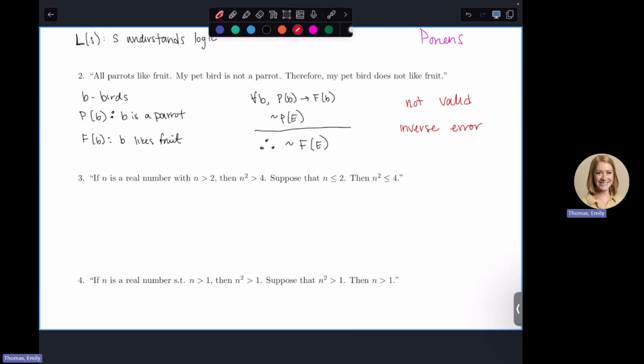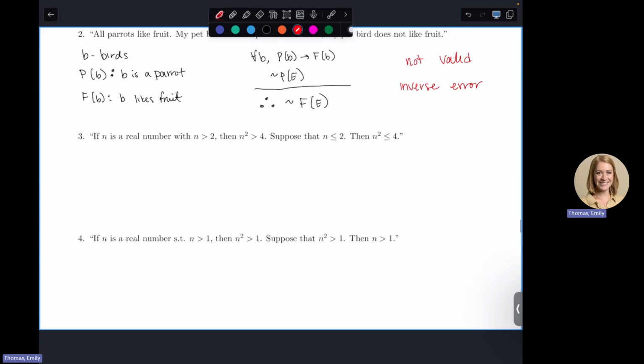All right, number 3. Sorry, I'm not going to do this thing right now because these are pretty straightforward. If n is a real number with n greater than 2, then n squared is greater than 4. Suppose that n is less than or equal to 2, then n squared is less than or equal to 4. Let's put this in our logical form, like in this sort of argument structure, and then we'll talk about whether or not it is valid.